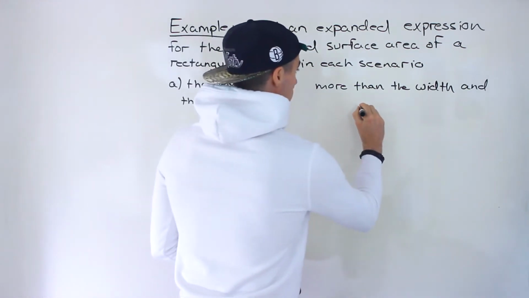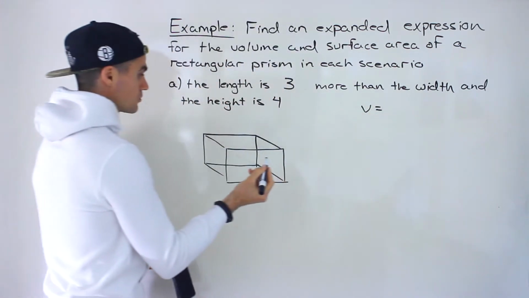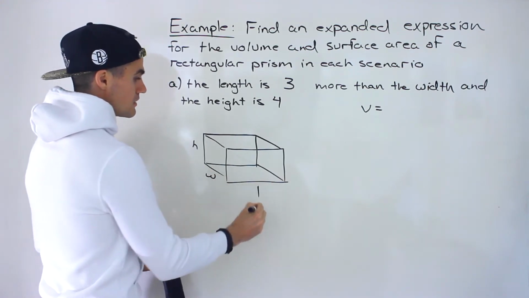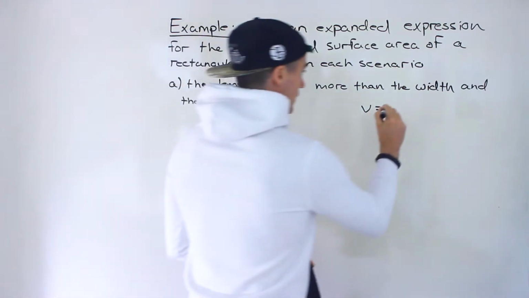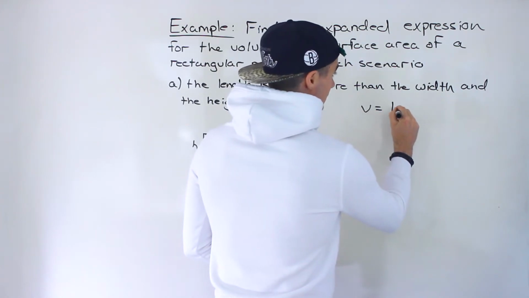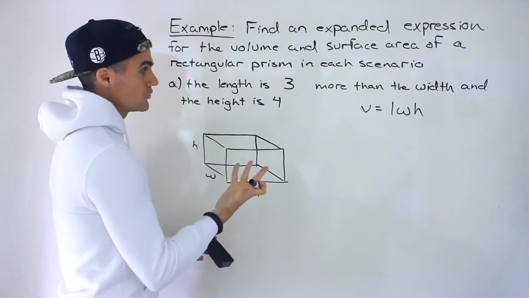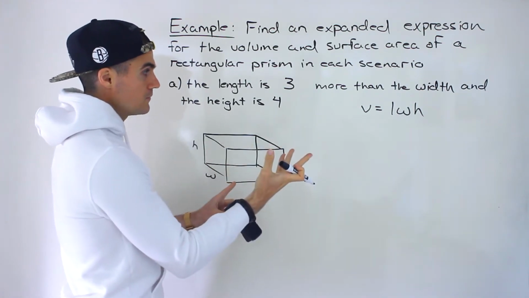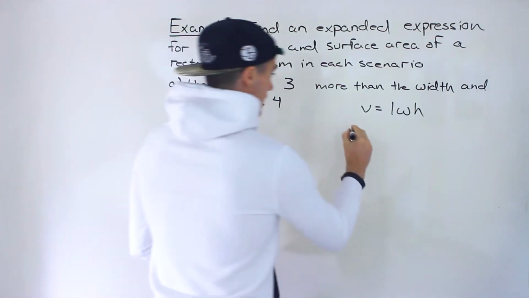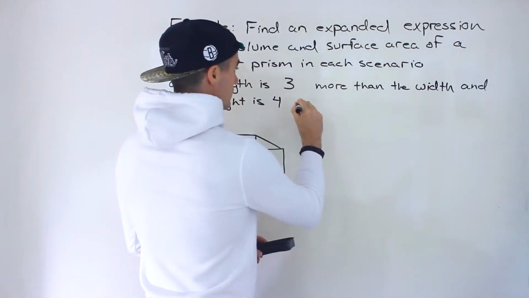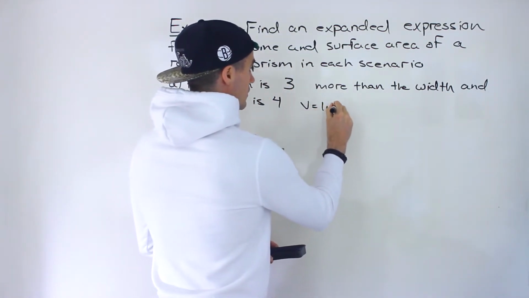So the volume of a rectangular prism is going to be what? So let's say this is the height, this is the width, this is the length. The volume is going to be length times width times height, right? Just all three of those multiplied in whichever order. What's the surface area going to be? Let's actually, so I'll write the volume over here.